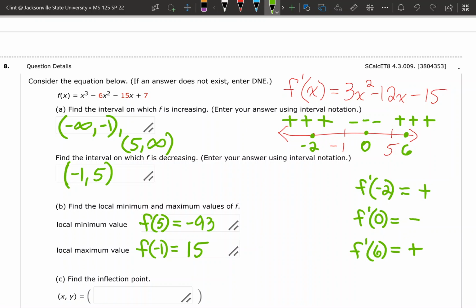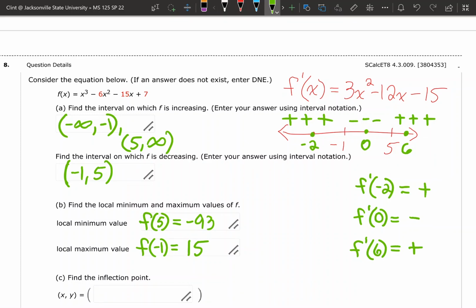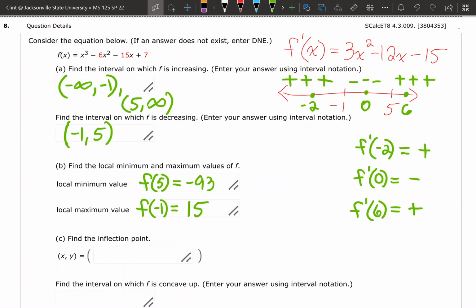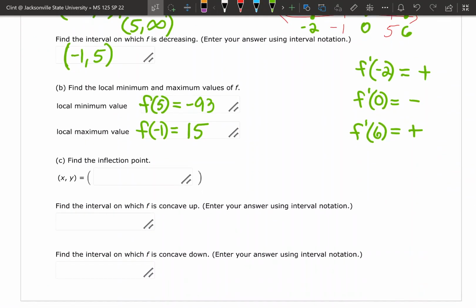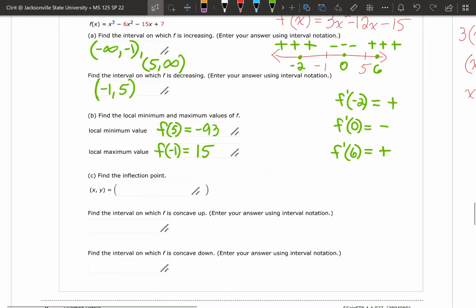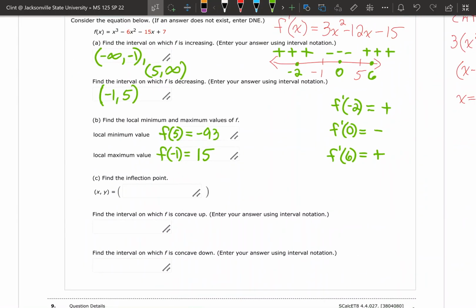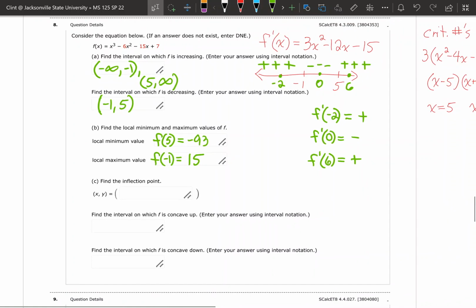I don't like that they ask part C in the order they ask it in, but they do. So it says find the inflection point, and then it says find the intervals where we're concave up, concave down. We really do all that at one time. So what we need to answer are all those 3 parts: the inflection points, concave up, concave down. We need the second derivative.